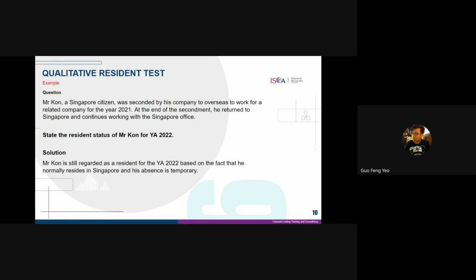Food for thought. If the question is amended such that Mr. Korn is a non-Singapore citizen, would the same analysis apply? My view here is, while we may still reasonably come to this conclusion, we may not rely on just the qualitative resident test. We will need to look into more facts, or rather, the question will need to provide more facts for us to make a more accurate determination.